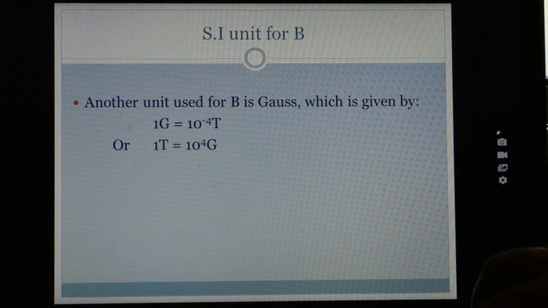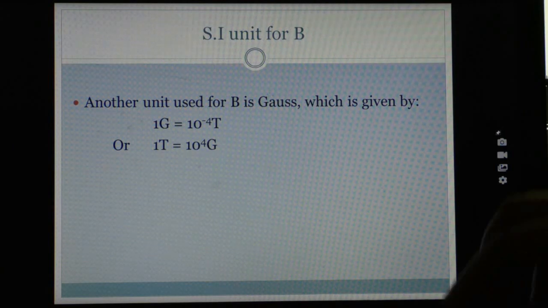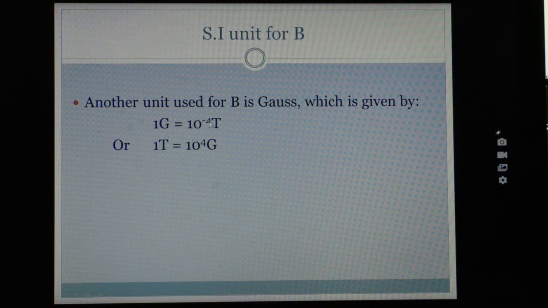Here is another unit of magnetic induction which is known as Gauss, indicated by capital G, and the relation between Gauss and Tesla is given by 1 Gauss is equal to 10 raised to the power minus 4 Tesla, or 1 Tesla is equal to 10 raised to the power 4 Gauss. So in this way, if you want to convert Gauss into Tesla, you can use this relation, and Tesla into Gauss, you can use this relation. These are the basic equations for the conversions.